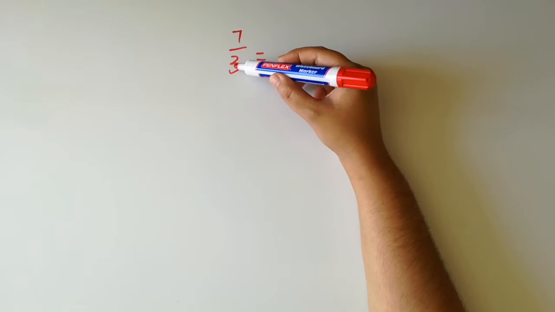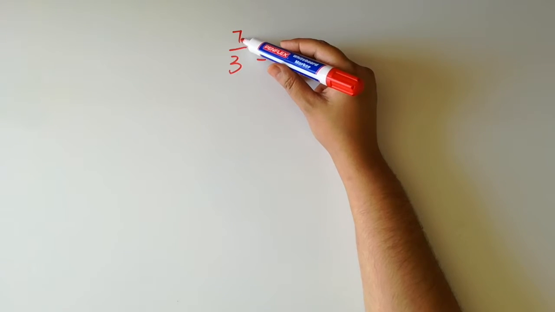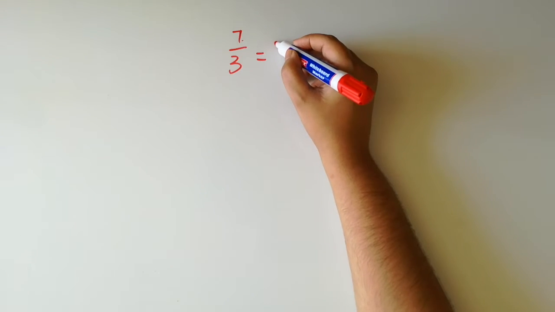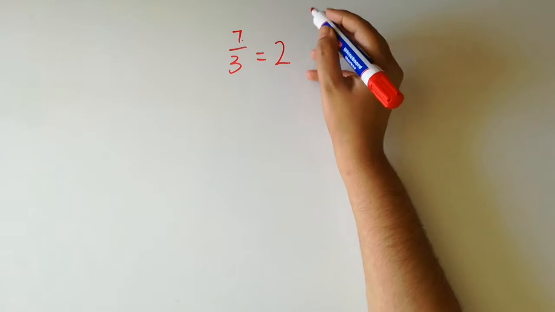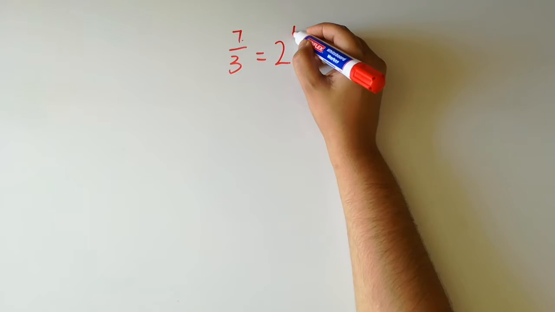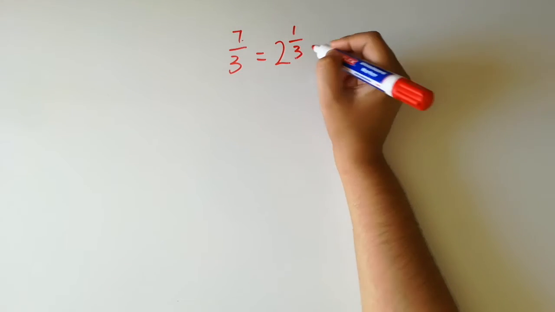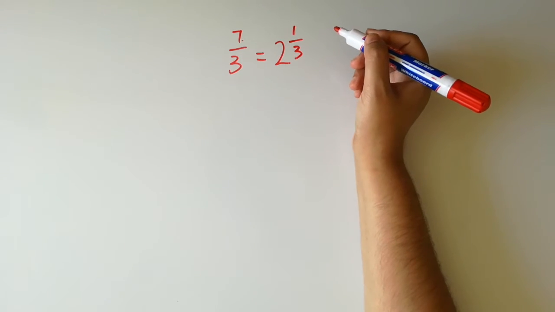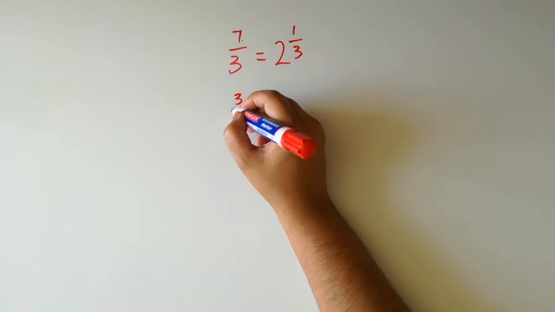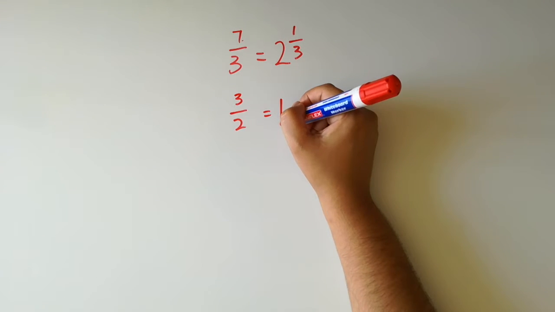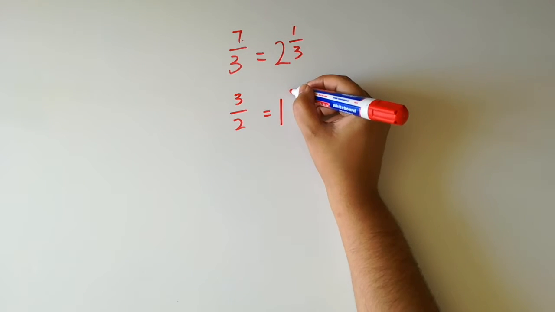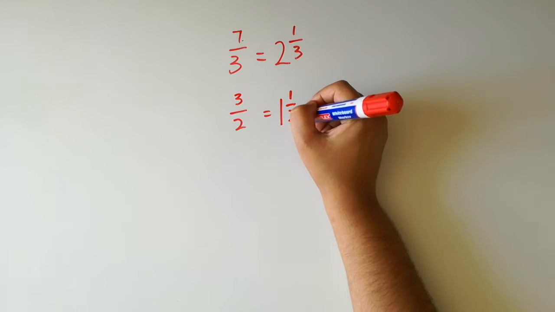So I'm going to say 3 goes into 7 how many times? 3 goes into 7 2 times, because 3 times 2 is 6. So 3 goes into 7 2 times, remainder 1. And I'm going to put my denominator. Let's say I had 3 over 2. I'm going to say 2 goes into 3 1 time, remainder 1 over 2.